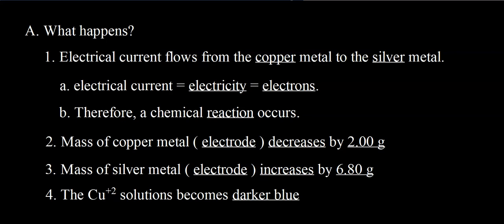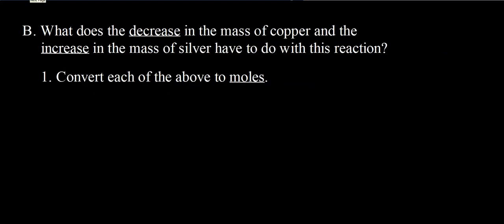Now, these changes should tell you a little bit about what's going on in this reaction. What does the decrease in the mass of copper and the increase in the mass of silver have to do with this reaction? Let's take a deeper look. Let's go ahead and take the mass change of each metal and convert that to moles. Take the 2 grams of copper, convert that to moles. Take the 6.80 grams of silver, convert that to moles. Go ahead and pause the video and do that now, please.